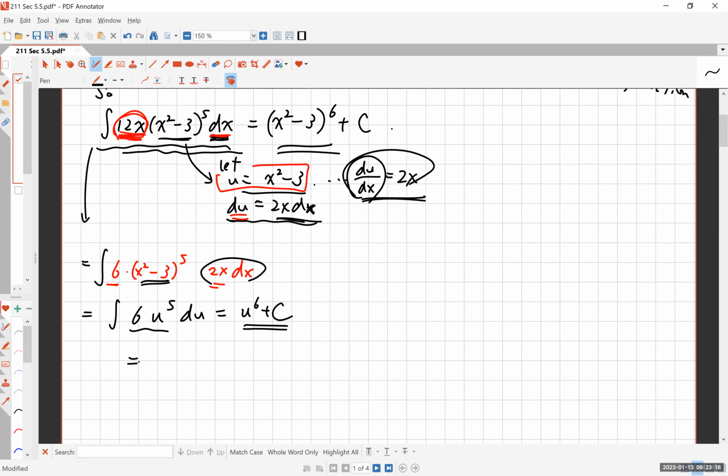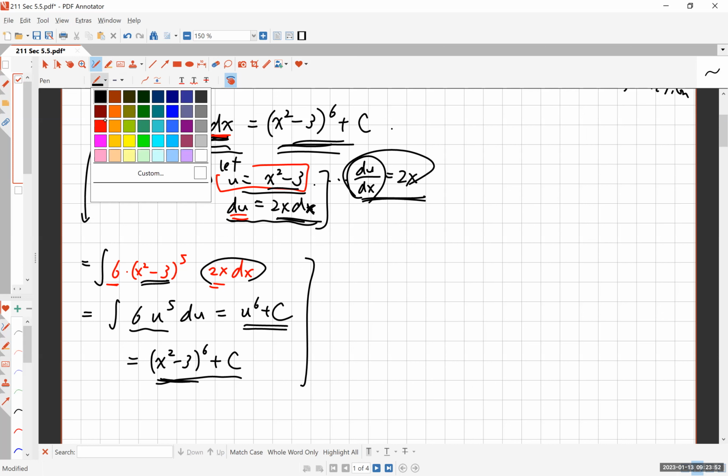Now, of course, u was not a part of the original question. u was something that I made up. So I am going to have to write my answer in terms of x, not u. And so this will be x squared minus 3, remember, u was x squared minus 3, to the 6th plus c. That's my answer, right? Because we started with this function and took the derivative, and now we're trying to find the integral. So this whole thing is called the u-substitution.